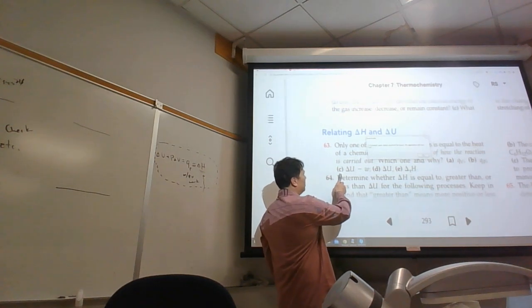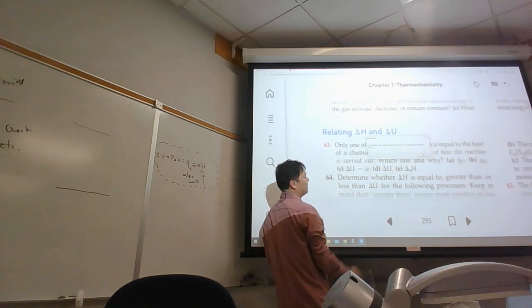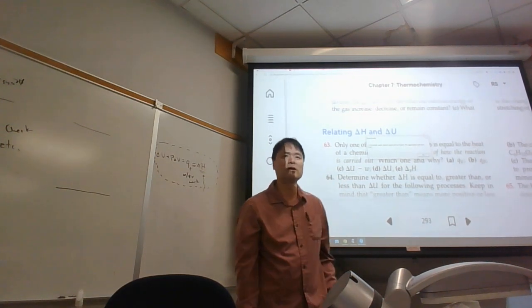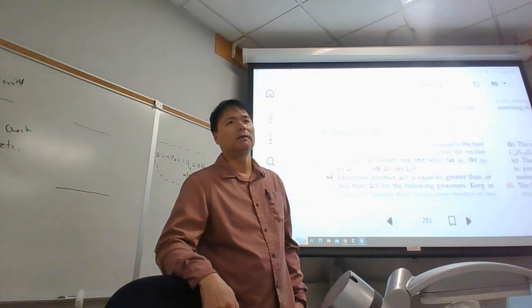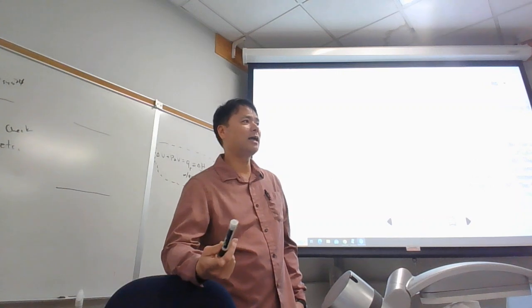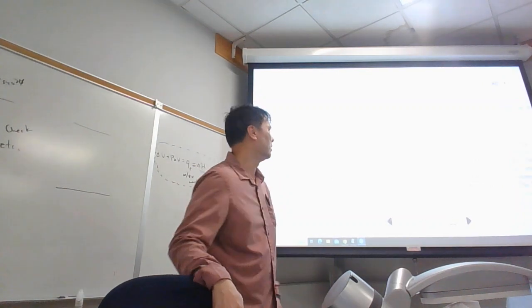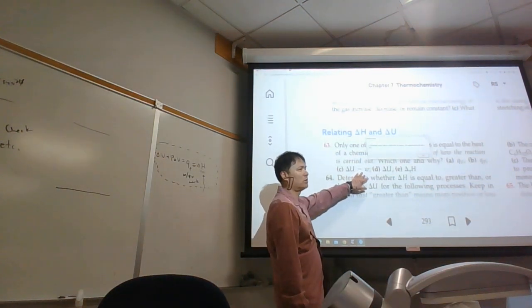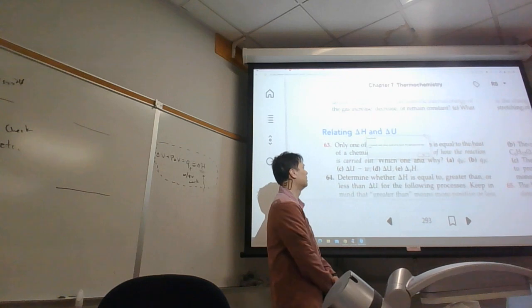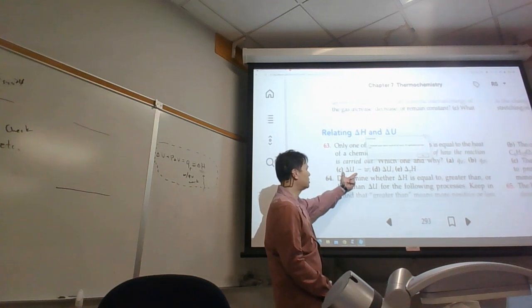How about this one? C, delta U minus W. Oh, that sounds familiar. What is delta U minus W? That's Q. That's QP, aka delta H. Delta H is a state function. It doesn't matter how you do it, right? It's always the same. And so delta H doesn't change.